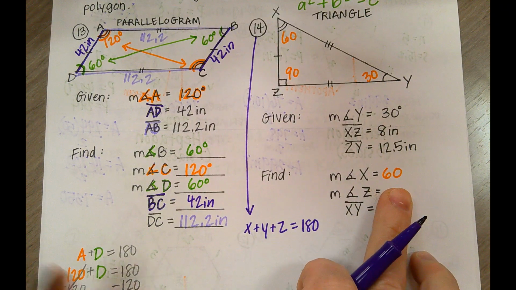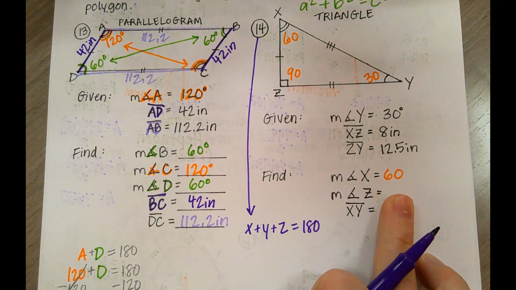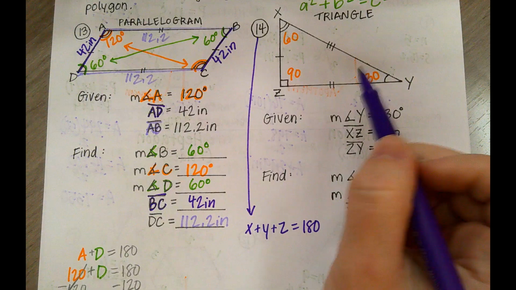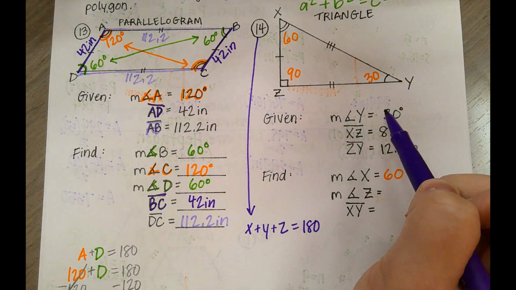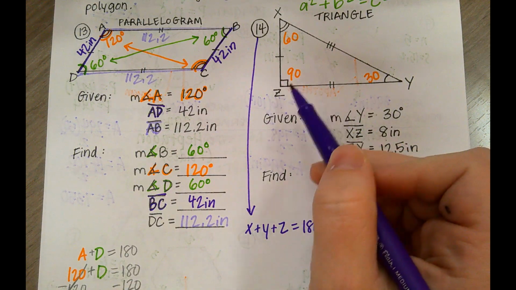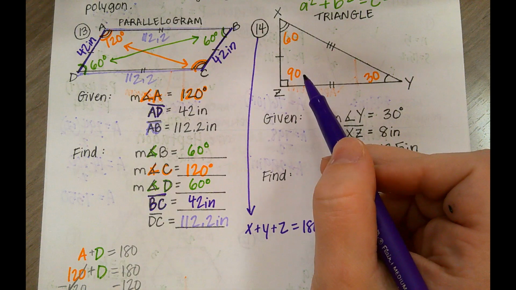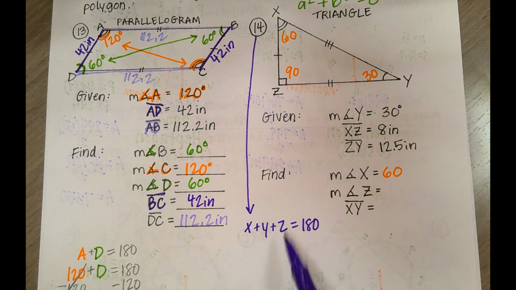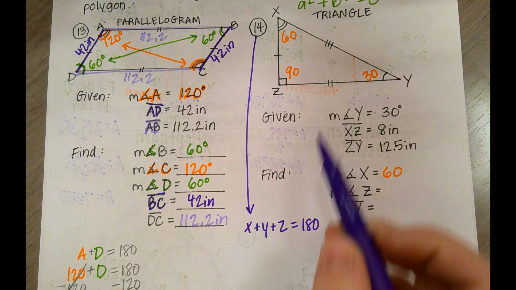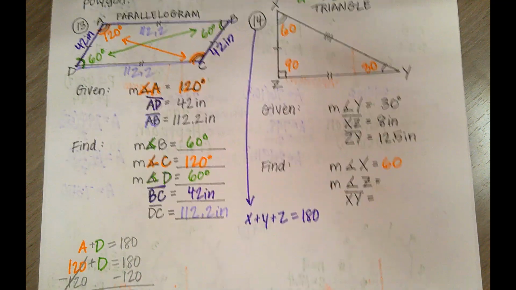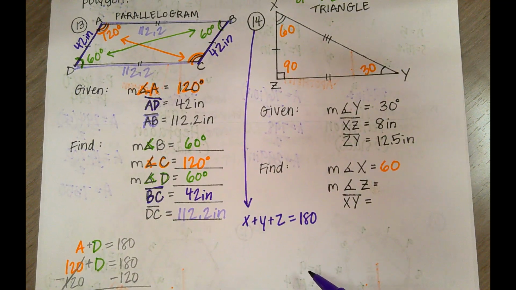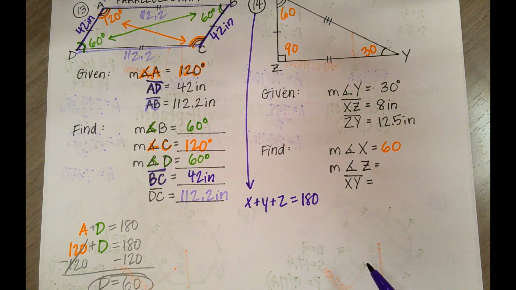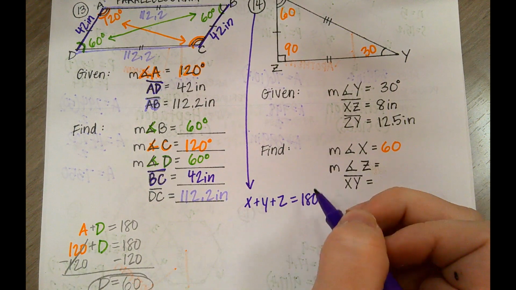If I didn't remember my special right triangle, I know that angle Y is 30 because it's given. Angle Z has a box, so I know it's 90. And I know that if I add all three together, it gives me 180. So couldn't I just plug those in that I do know and set an equation up to solve for x? I could. Yes.